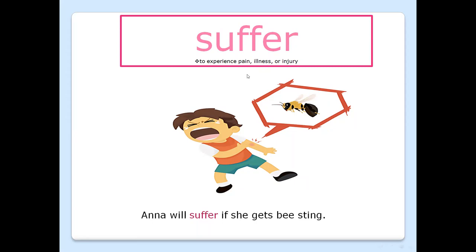Now, why did we double the F here, the consonant? Because we have two syllables. Suffer: vowel, consonant, consonant, vowel. The vowel U, the consonant F in the second syllable, then the E is the vowel. This is why we have double F here.